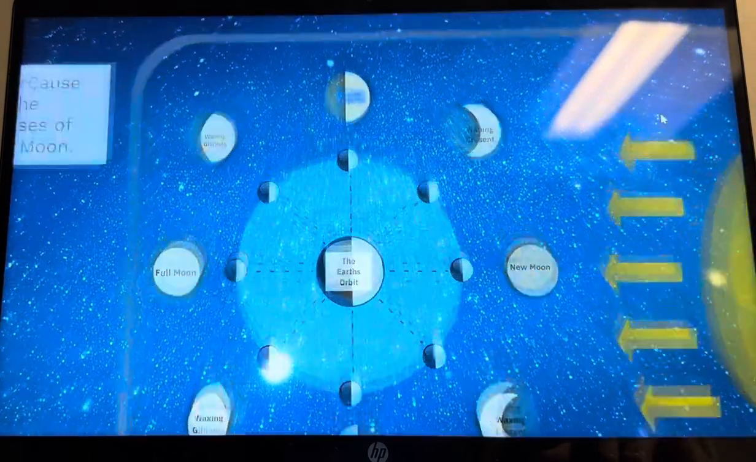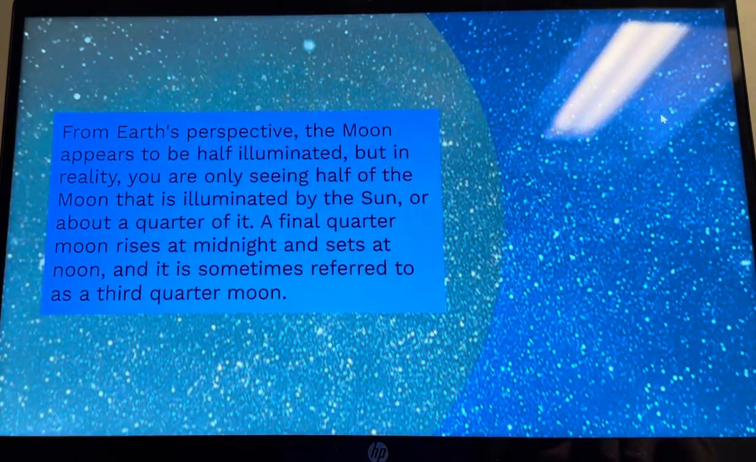Last quarter. From Earth's perspective, the moon appears to be half illuminated, but in reality, you are only seeing half of the moon that is illuminated by the sun, or about a quarter of it. A last quarter moon rises at midnight and sets at noon, and it is sometimes referred to as a third quarter moon.